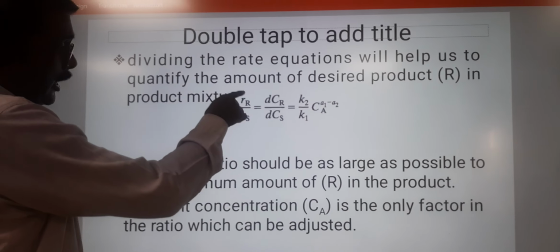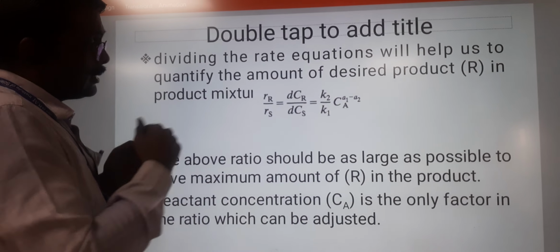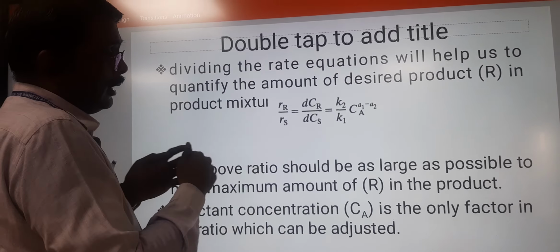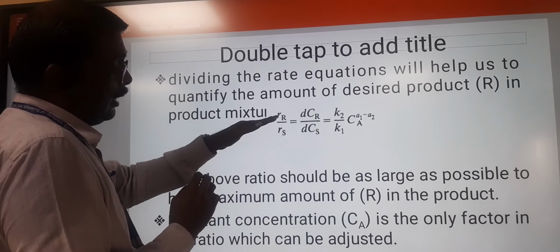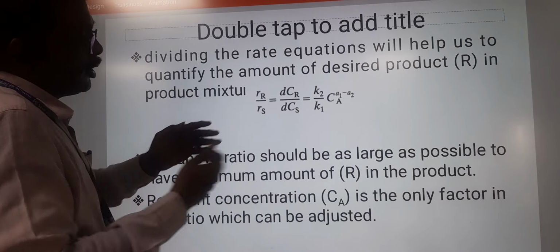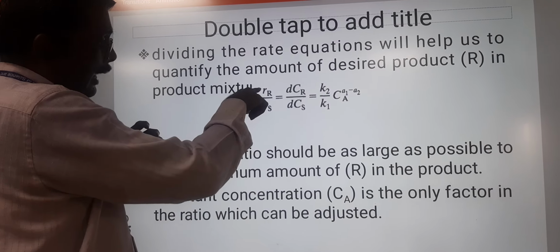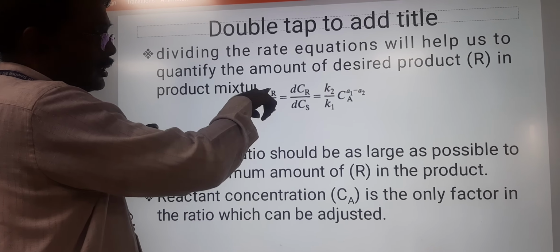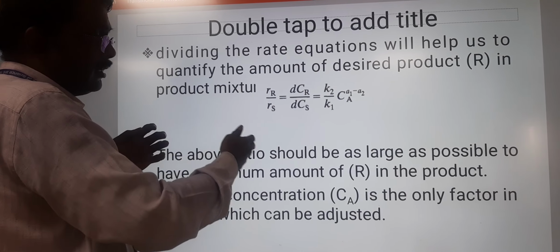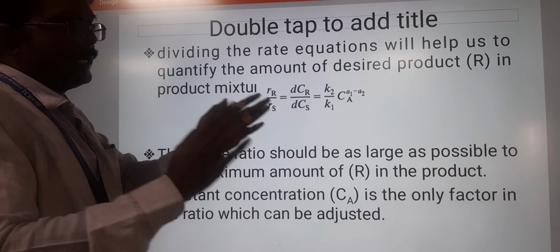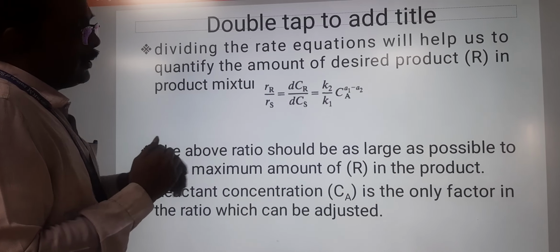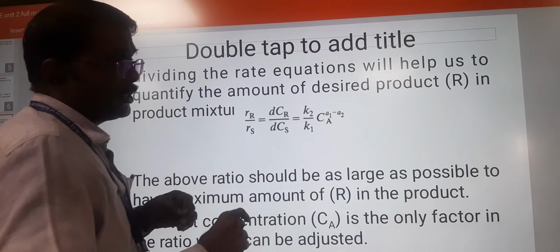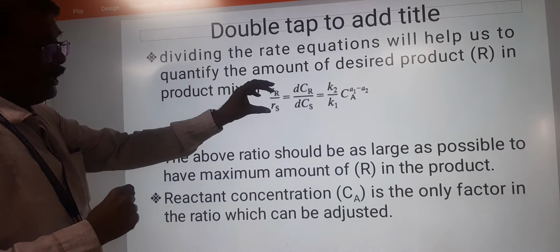Now this ratio is very crucial, very critical, because it is a ratio between moles of R formed and moles of S formed. Our aim is to find the condition that maximizes the amount of R formed. So this ratio I need to get higher, because if it is high, then moles of R formed is high and moles of S formed is less. So that is the condition I would like to get. This ratio depends only on this concentration value as well as the reaction order. These two parameters decide the ratio value.